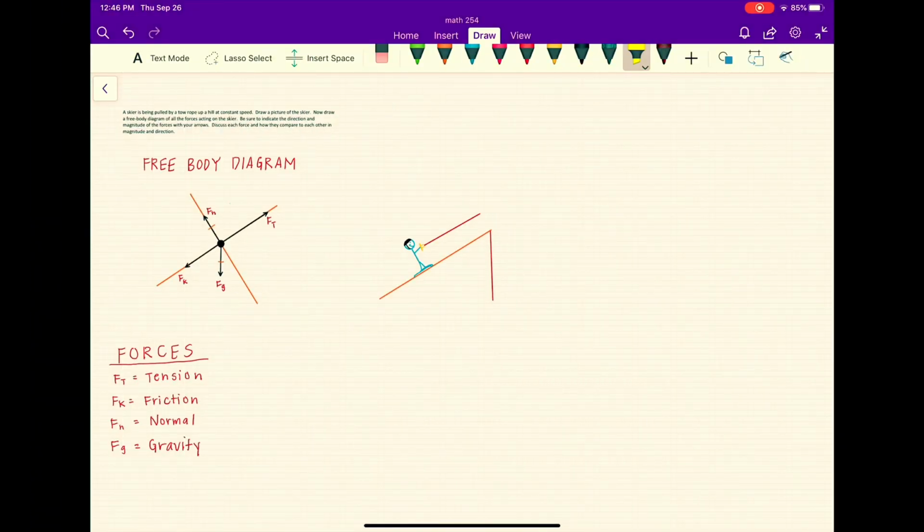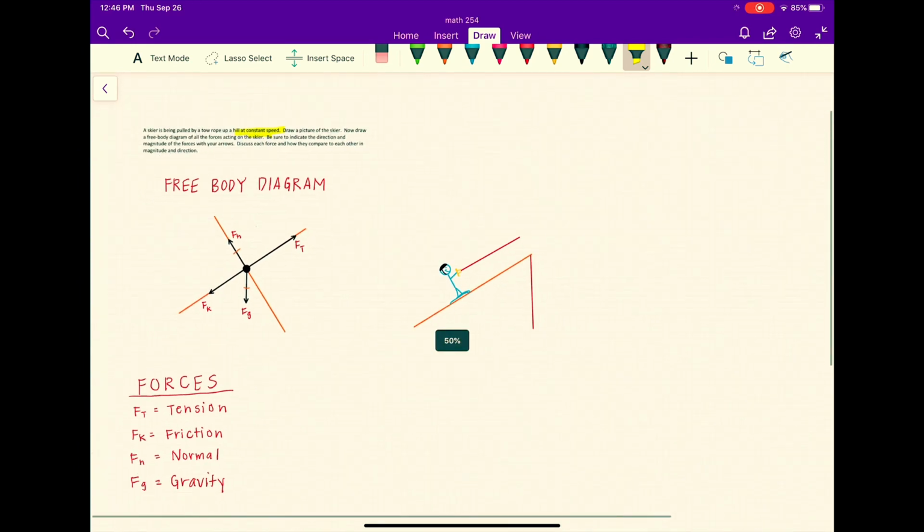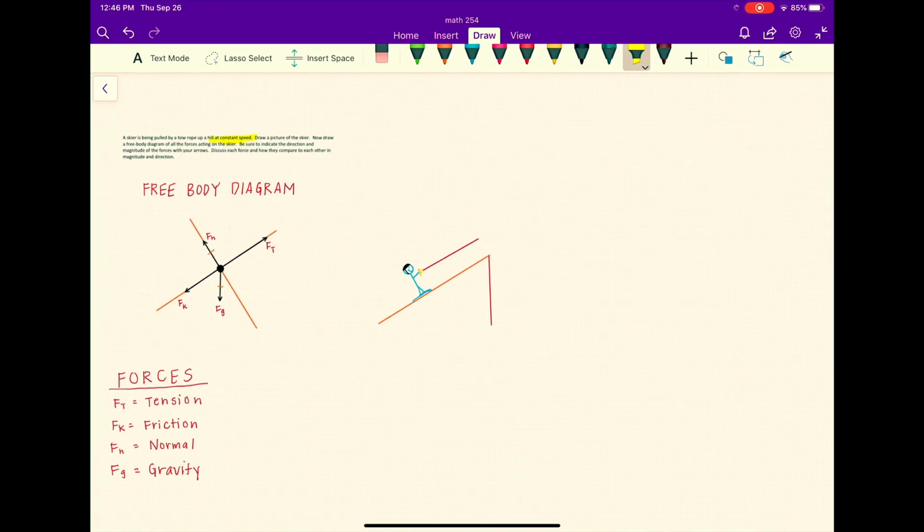A skier is being pulled by a tow rope up a hill at constant speed. This is important, and we'll see why later. Draw a picture of the skier. Here's our skier. His name is Steve. So now we're going to draw a free body diagram of all the forces acting on our skier.